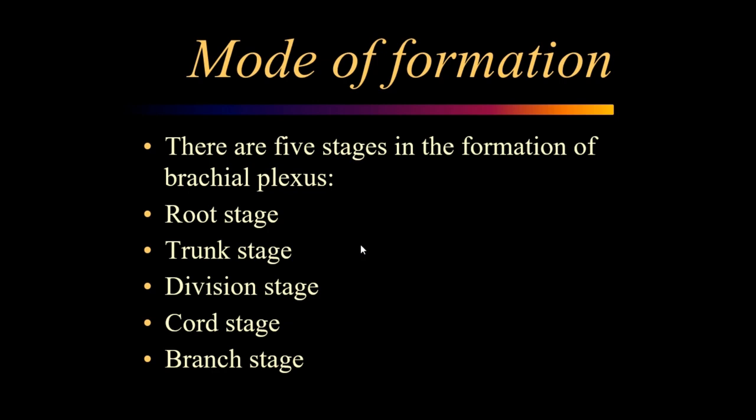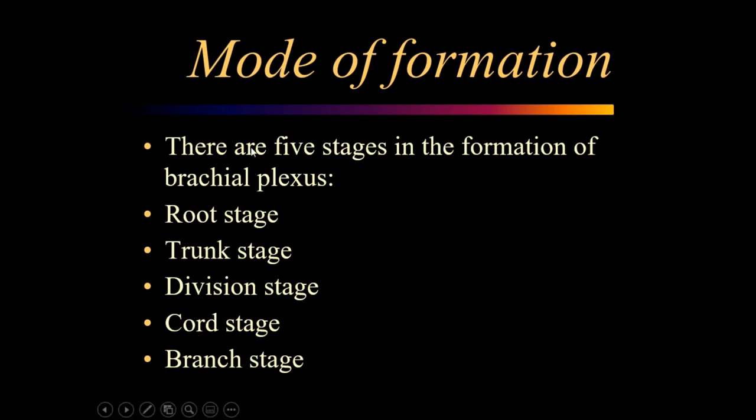So you should understand at this juncture, some stages are present in the neck, some stage is present in the apex of the axilla, and some stages are present purely in the axilla. So the root and trunk are present in the neck. The division stage is present in the apex of the axilla, that is called the cervicoaxillary canal. Cord and branch stages are present in the axilla.